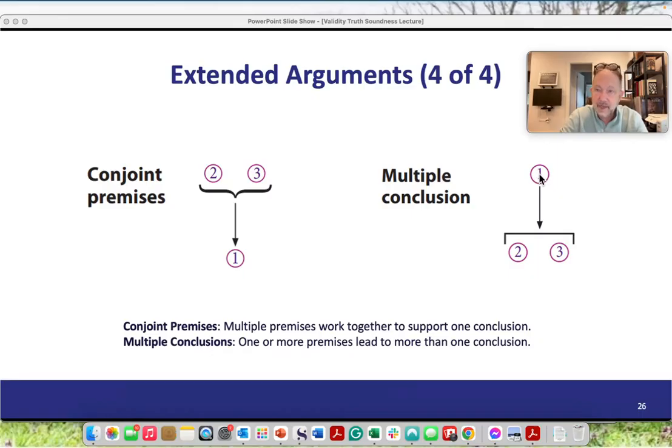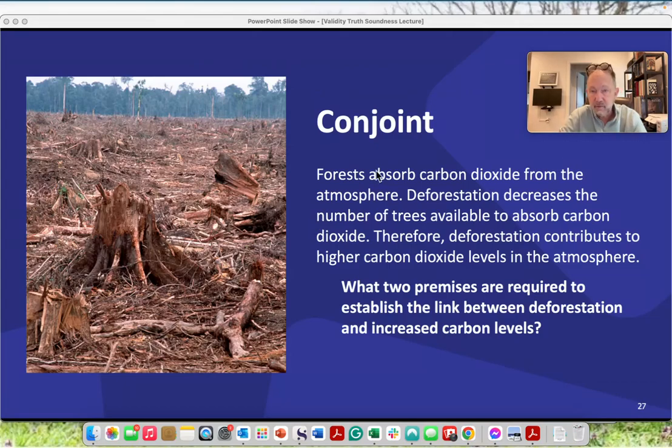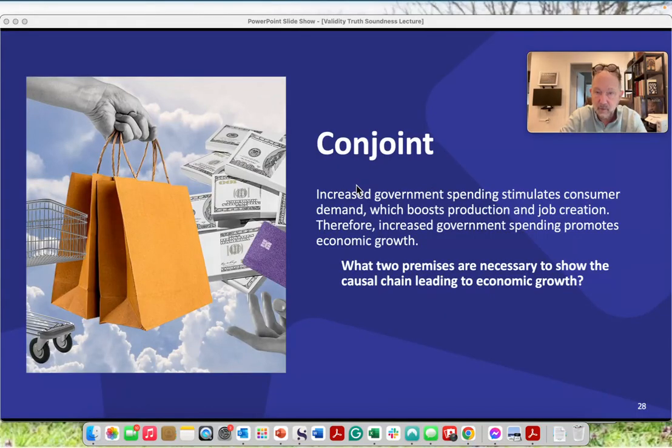Logic doesn't entertain the idea that there is one argument with two conclusions. It is one argument in each case. So this is multiple conclusions from one argument. This is one conclusion that needs both premises in order to be correct. So these are some examples of conjoint, and I can't say that word, right?